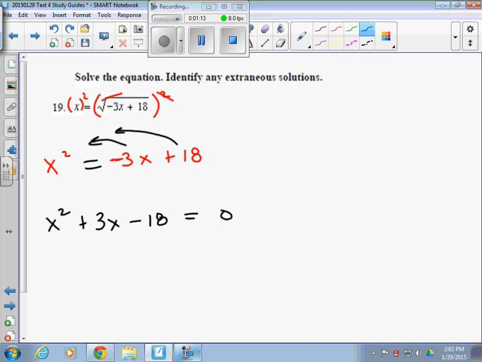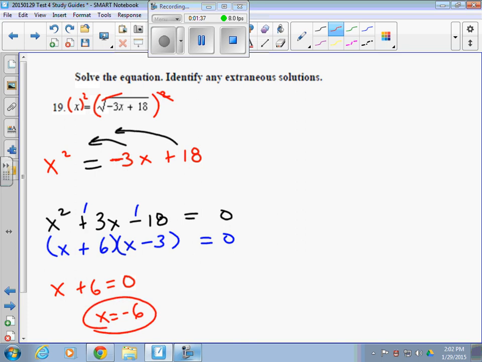When you factor out that trinomial, x times x gives you x squared. Your factors of 18 that get you to 3 are 6 and 3. Opposite signs, bigger one's positive. Plus 6 minus 3, both of those are equal to 0. So x plus 6 equals 0, and when you subtract 6, you get x is negative 6. Or x minus 3 equals 0, so when you add 3, you get positive 3. So those are your two answers.